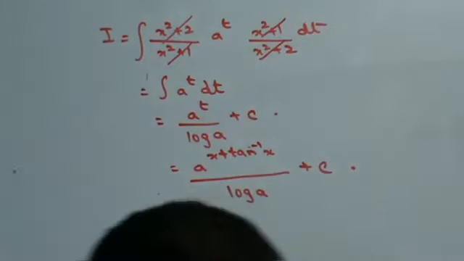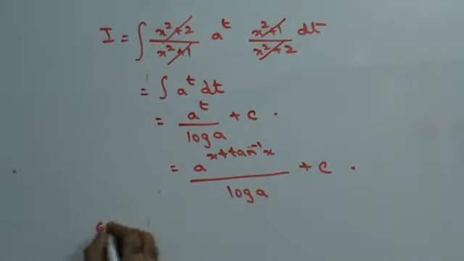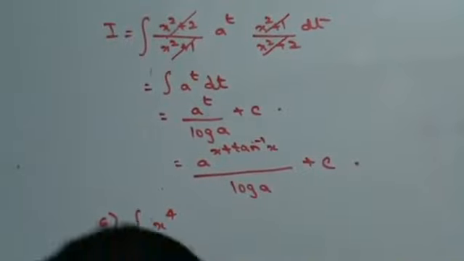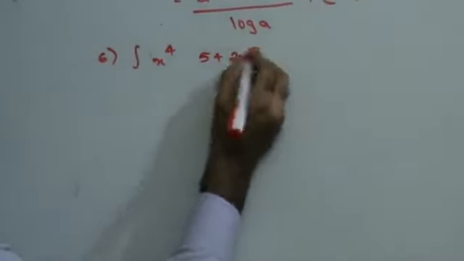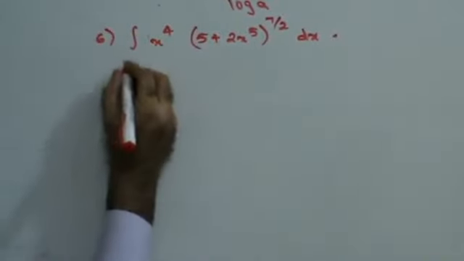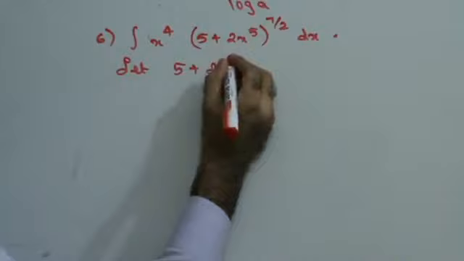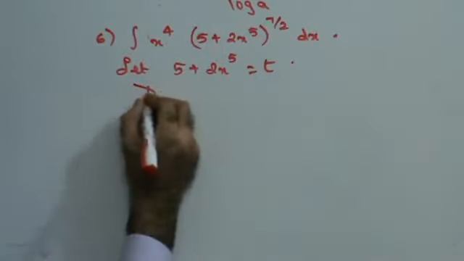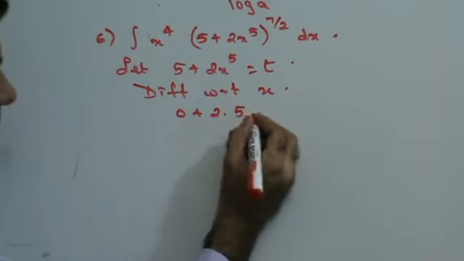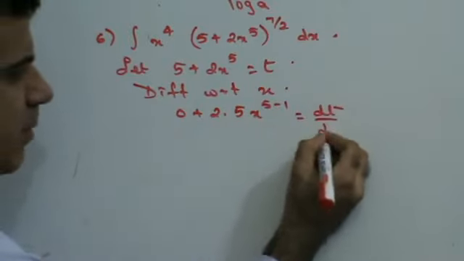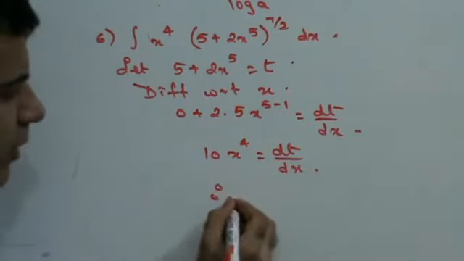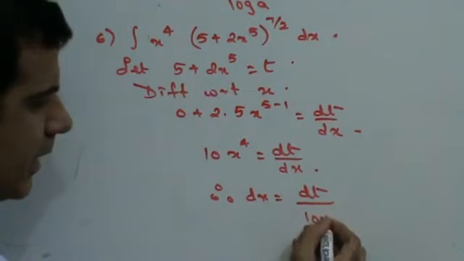Right? Let's move on to the next sum, guys. Integral of x raised to 4 times (5 plus 2x raised to 5) the whole raised to 7 by 2 dx. Let 5 plus 2x raised to 5 be equal to t, differentiate with respect to x. So 0 plus 2 times d by dx of x raised to 5, that is 5x raised to 4, is dt by dx. Therefore you will get 10x raised to 4 is dt by dx. Therefore dx is dt upon 10x raised to 4.